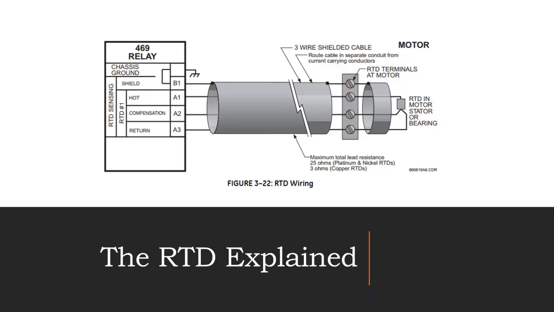A 2-wire RTD or thermocouple does not have a way to take into account that extra resistance in your wire. And then the 4th wire there is just the shield. Michael, I'll turn it back to you. That was great, John. Thank you.